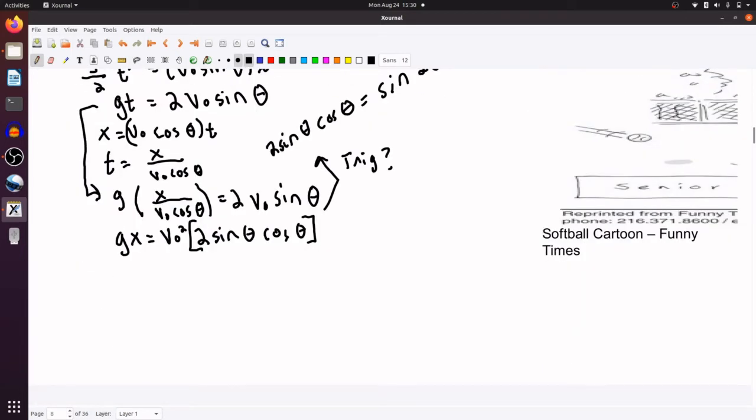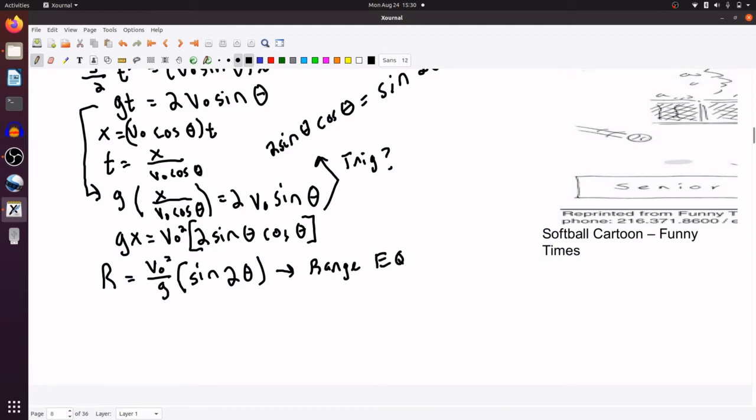All right, so I'm going to move my x to the other side, and move my g to the other side. That gives me x is equal to v naught squared over g sine of 2 theta. Sometimes you'll see this written as an r or sometimes an x. Basically, we call this the range equation, or I've always called it that.